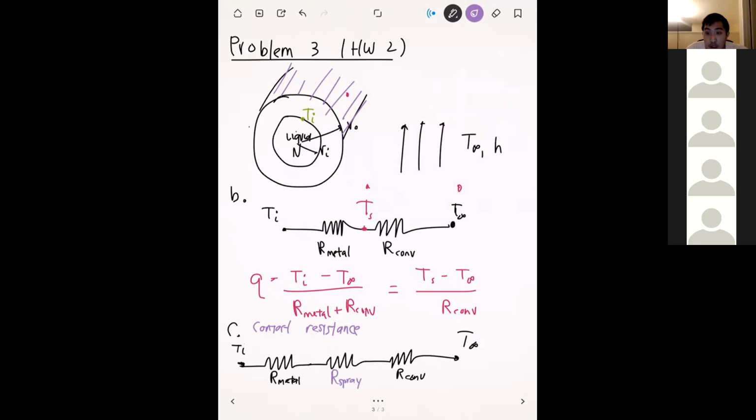Question: can you find the Ts using R metal and Ti? Yeah, you can. You can either use Ti and Ts and R metal, or you can use Ts and T infinity and R convection. So you can do either one.